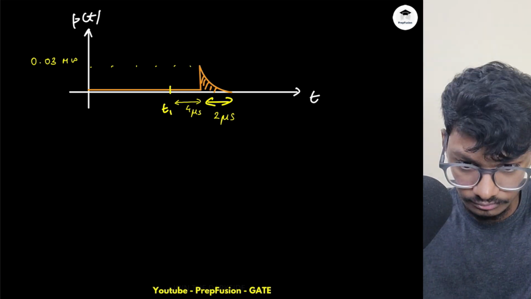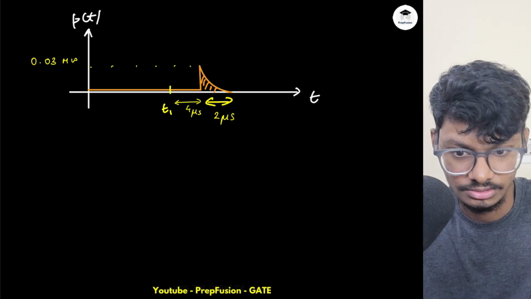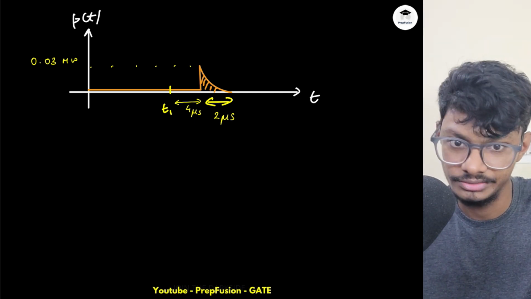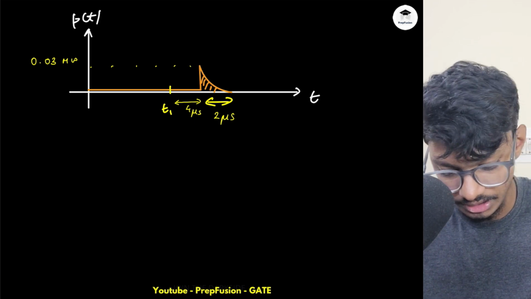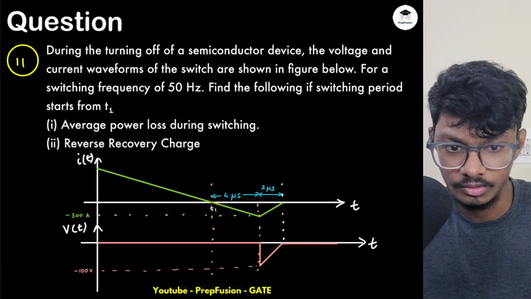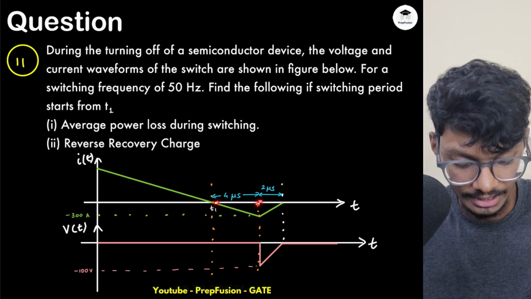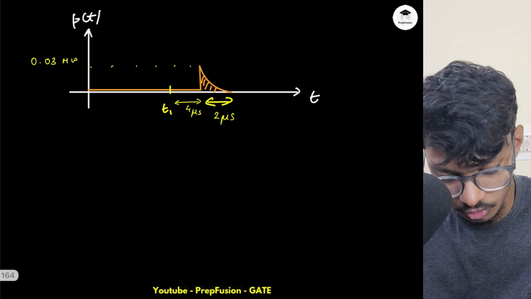Now there are two ways to do it. There are two ways to write the equations. I will write the equations in a simple manner. I will start to write the equations from here. You can also write the equations from here, but I will write the equations from here, and I will just integrate this portion, only this 2 microseconds portion.